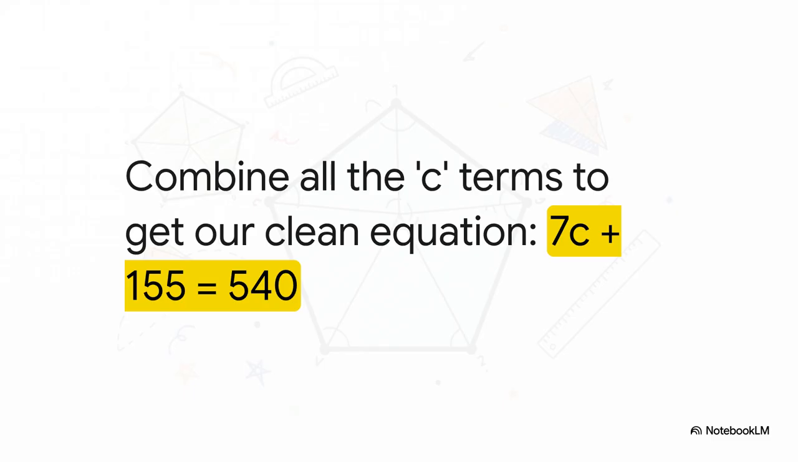Now we just have to tidy this up. Let's combine all the C terms. We have 1C plus another C plus 3C plus 2C. That all adds up to 7C. So our clean, workable equation is 7C plus 155 equals 540. Getting to this exact point earns you that second method mark.